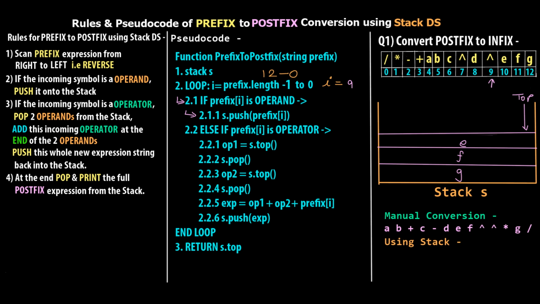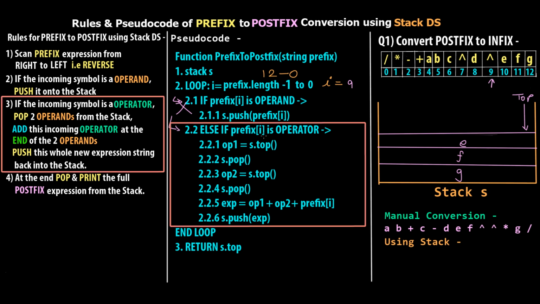Alright, so now things are going to change because now we have an operator. So first, obviously, we will check if prefix of I is an operand. No. In this case, it is a raise to sign. Raise to sign is an operator. So 2.1 will not be executed. We will go to 2.2. So 2.2, we check if prefix of I is an operator. It is a raise to sign, which is yes, it is an operator. So in this case now, the rule number 3 is going to be applied, that is 2.2, which means 2.2.1, 2.2.2, 2.2.3, 2.2.4, 2.2.5 and 2.2.6.